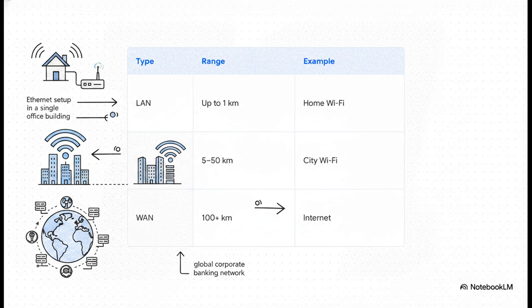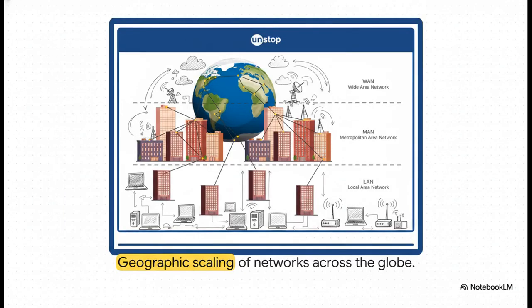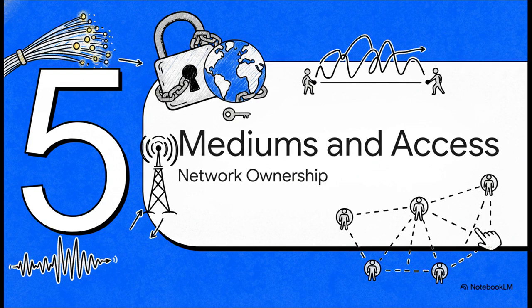Then, if you go way beyond that, spanning whole countries or even crossing oceans, you get the WAN, the Wide Area Network. Let's move to see how this builds, because it really is all about geographic scaling. Local networks aggregate into metropolitan networks, and then those metropolitan hubs ping data across continents, forming this globally intertwined wide area network. It's honestly like a massive, nested digital Russian doll, scaling literally from a single router sitting in your living room all the way up to satellites in orbit. Pretty wild. Moving into Section 5, mediums, ownership, and access.